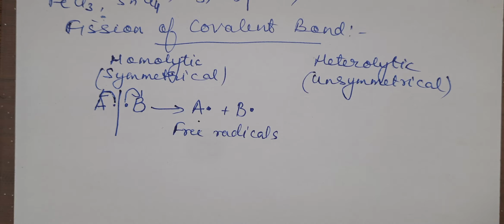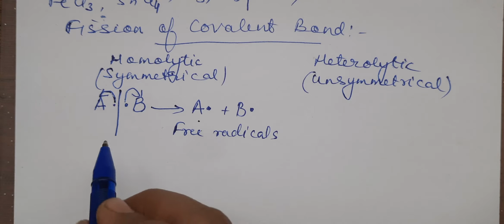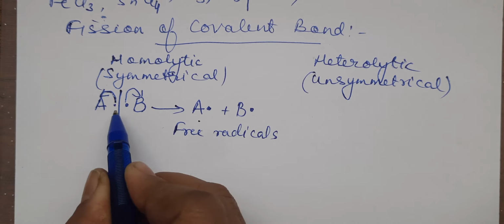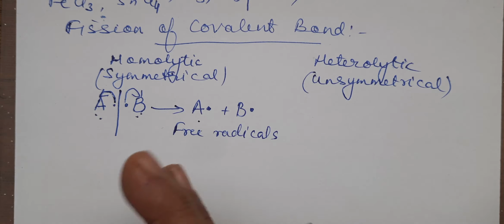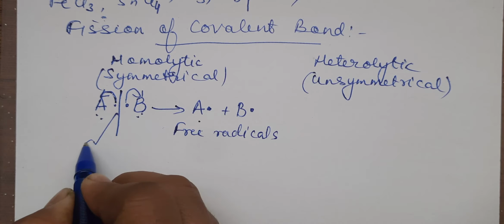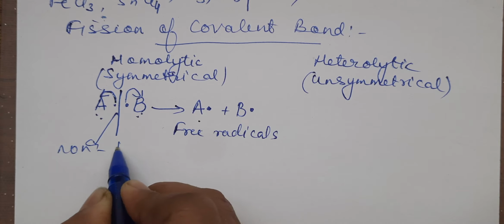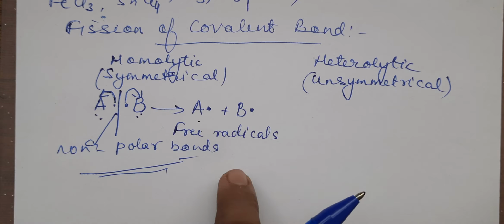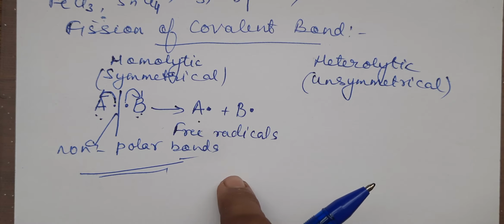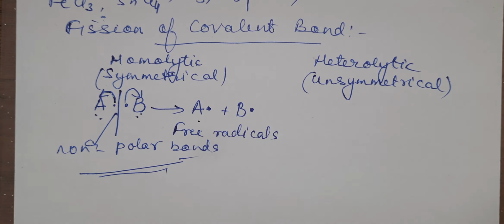Okay, and when will this be formed? This type of fission will occur when the electronegativity difference between the two atoms is very less or almost zero, we can say. That means this bond should be non-polar. If it is a non-polar bond, then the bond will break by symmetrical fission. So if it is non-polar, it will break by homolytic fission and result in the formation of free radicals. Okay, where we are going to apply this, we will discuss in the chapter.